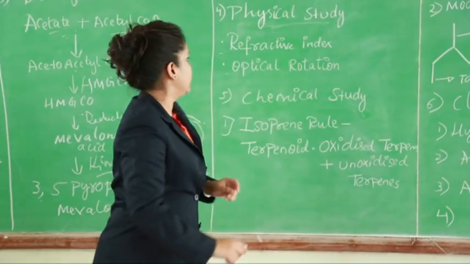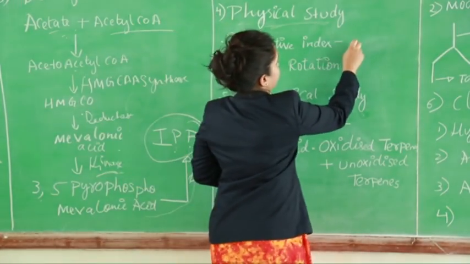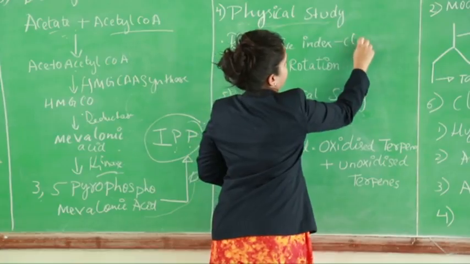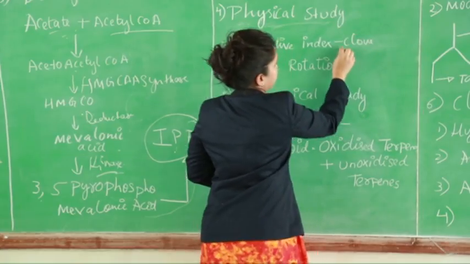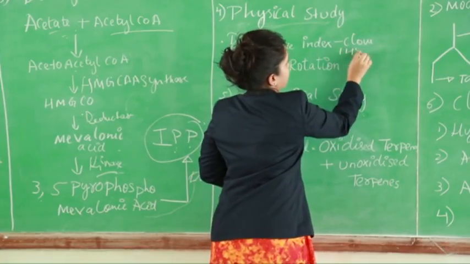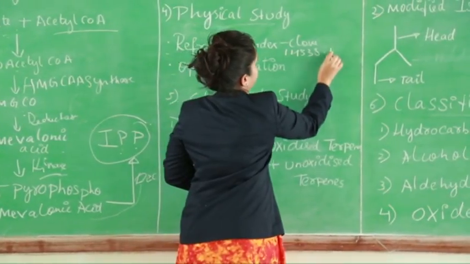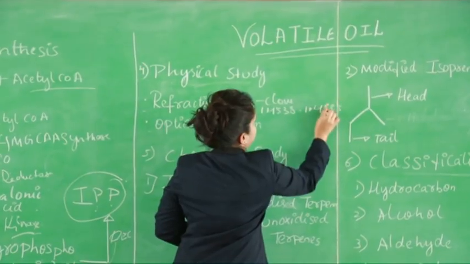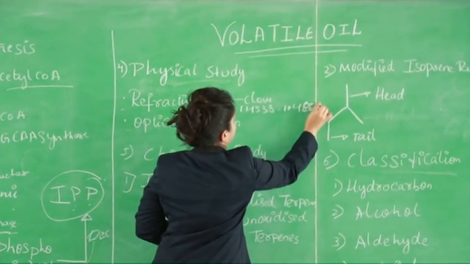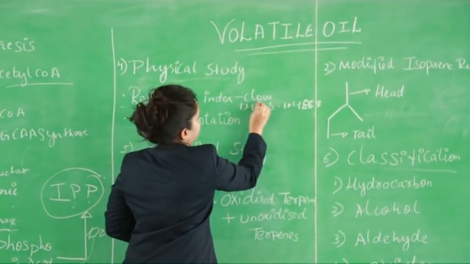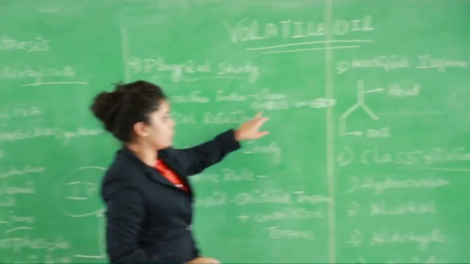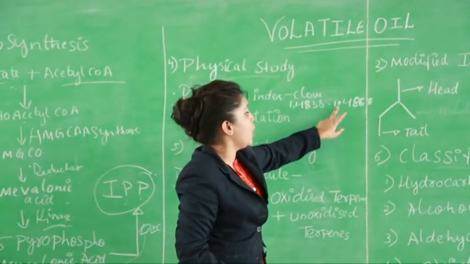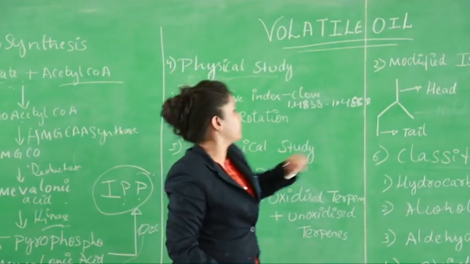Sharing an example, I would say clove oil. It has 1.4538 to 1.4585. Sorry, 1.4838 to 1.4858.